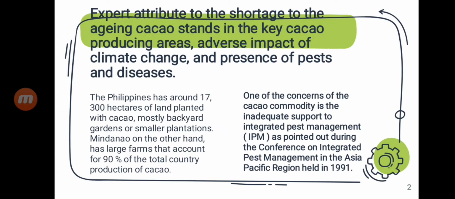One of the concerns of the cacao community is the inadequate support to integrated pest management, as pointed out during the Conference on Integrated Pest Management in the Asia-Pacific region held in 1991.